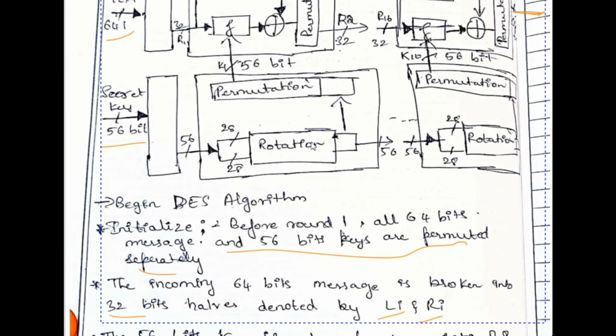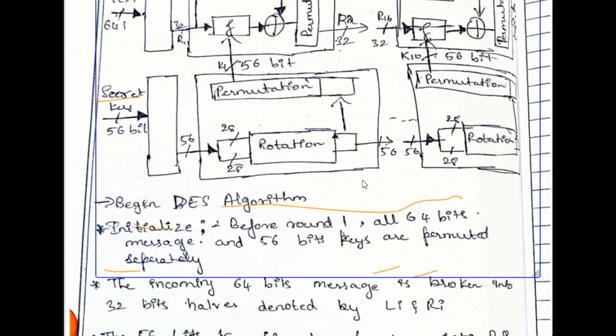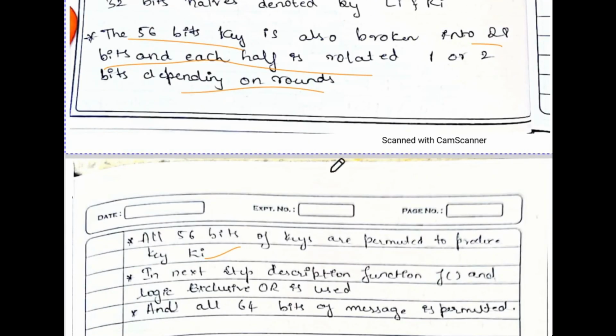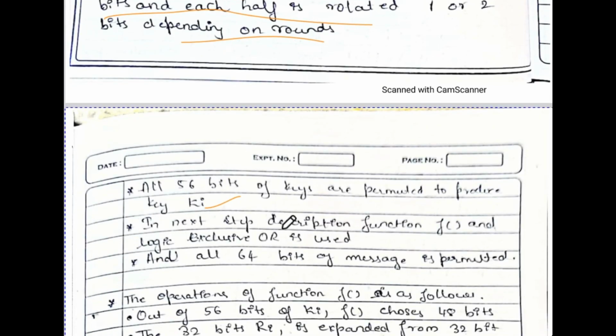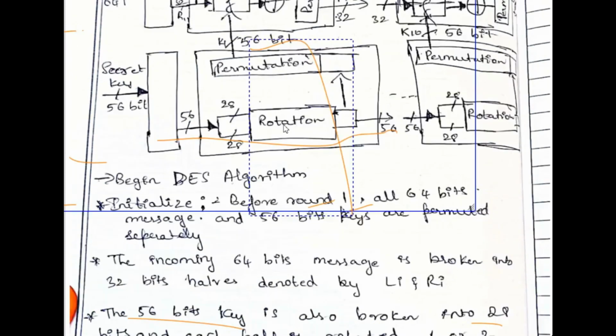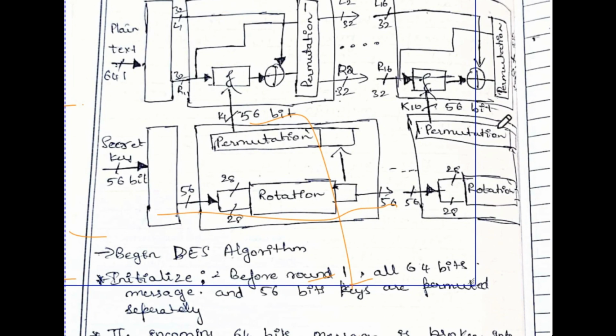All these keys are permuted to produce a key Ki. In the next step, the function F and the logical exclusive OR are used, and all the 64 bits of the message are permuted.